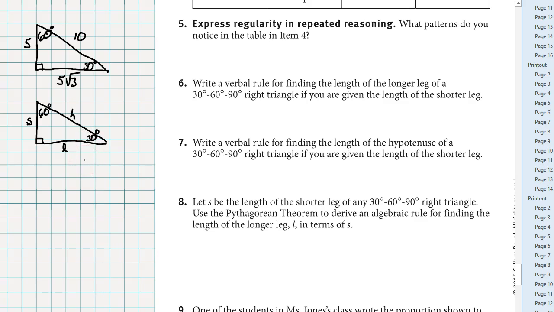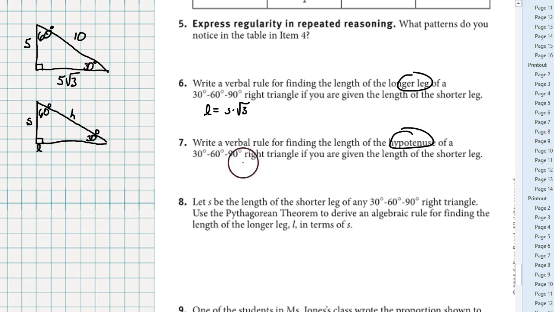So now we can answer these questions over here. Write a rule for finding the longer leg. So the rule might look like this. The long leg equals the short leg times the square root of 3. Number 7, write a rule for finding the hypotenuse. It would look like this. Hypotenuse equals 2 times the short leg.